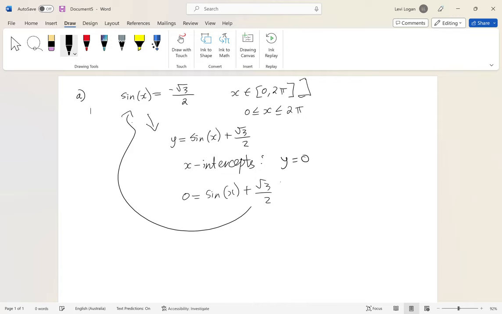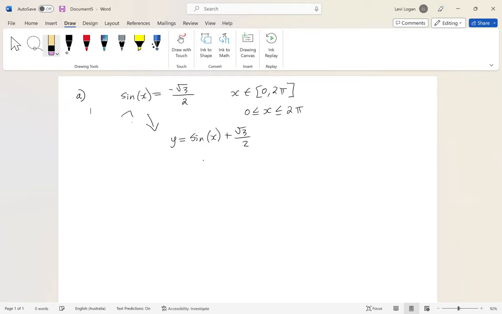This domain basically says, because there's an infinite amount of solutions that can fit it, we only want the solutions between 0 and 2 pi. Alright, so let's just change this up a bit, and let's add something different to our equation.